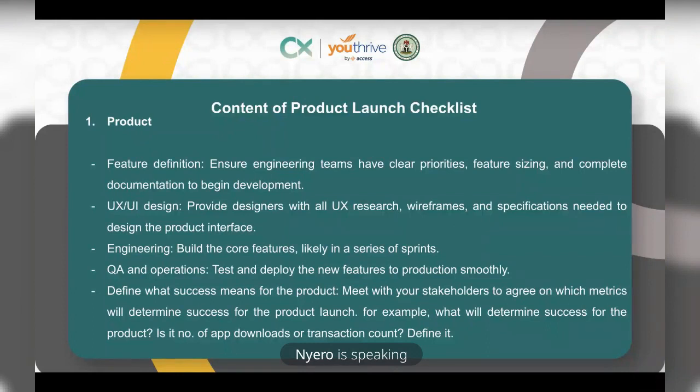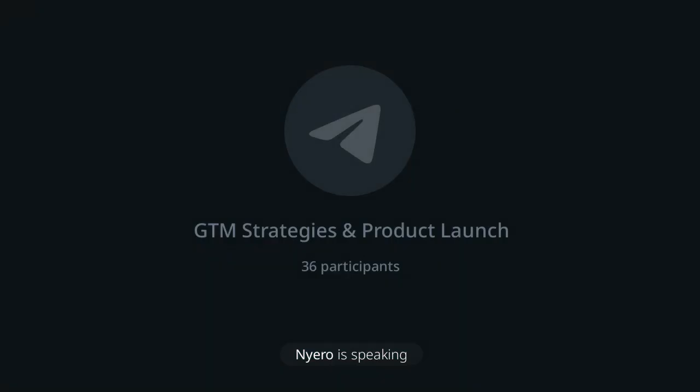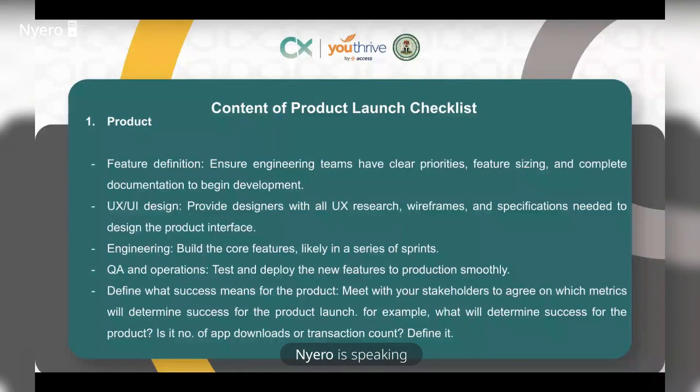Under engineering, has engineering built our core features or have they started to work on it? Then under QA is quality assurance. There's something called QA testing. We'll talk about it next week. But has QA been done? Have we tested our features? Is it green light? Does everything look good?